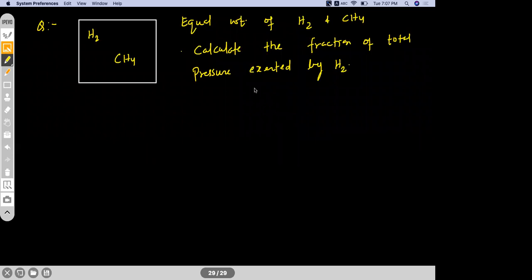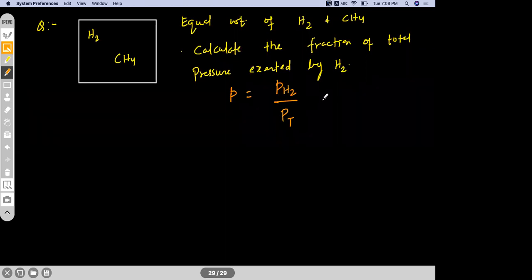Okay. So first of all, you understand this. What is the question? Calculate the fraction of total pressure exerted by H2. So we need to find out the pressure exerted by H2, since it is a fraction, divided by the total pressure PT. The fraction of total pressure exerted by H2 is this.